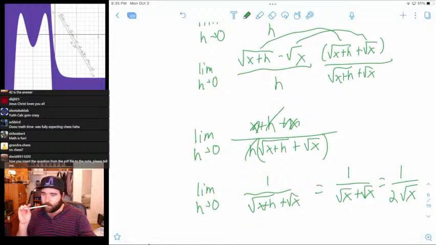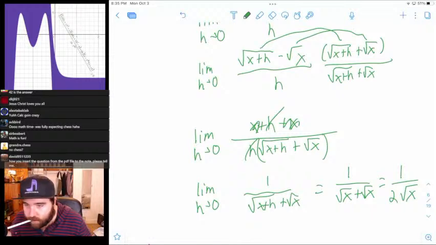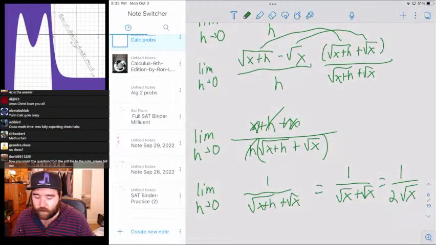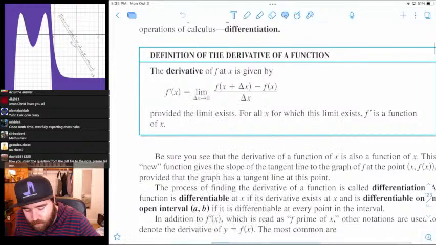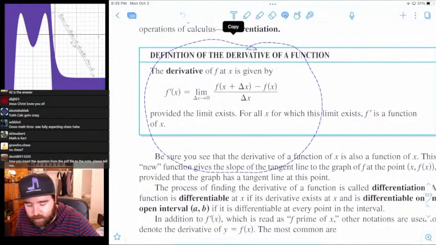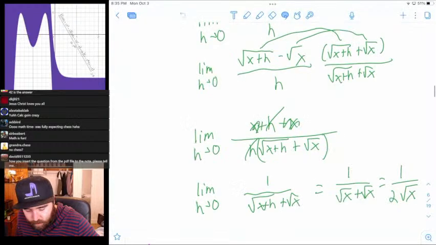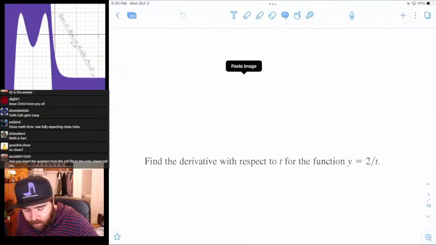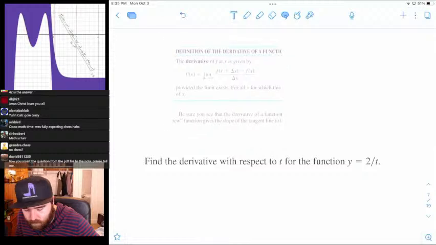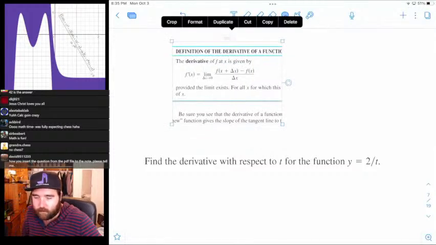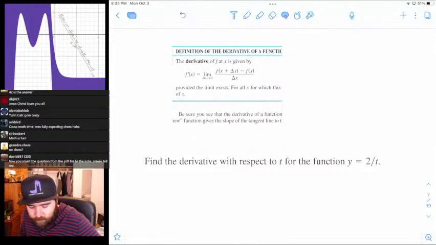Oh, we didn't finish though. How do you enter the equation from the PDF to the note? I just copy it. So you can just straight up do that and then copy it. And then you come back over here and you paste it. That's how it's done.